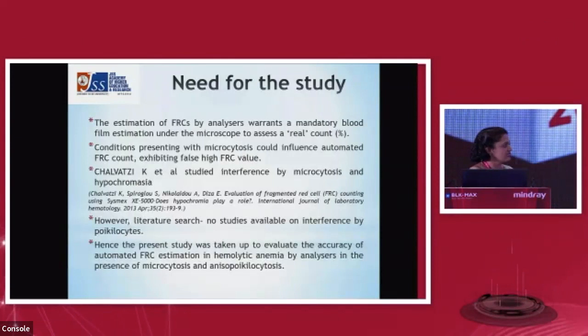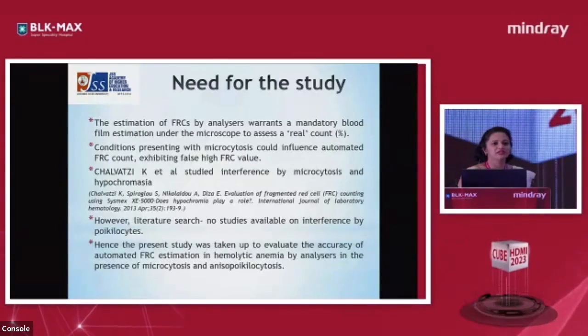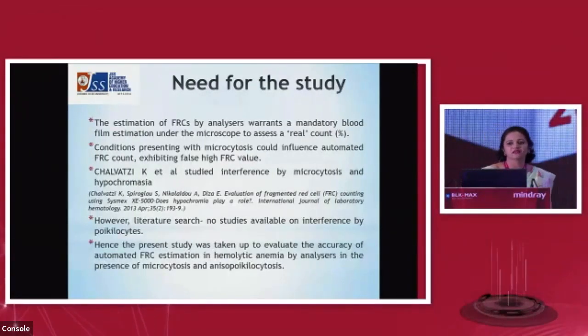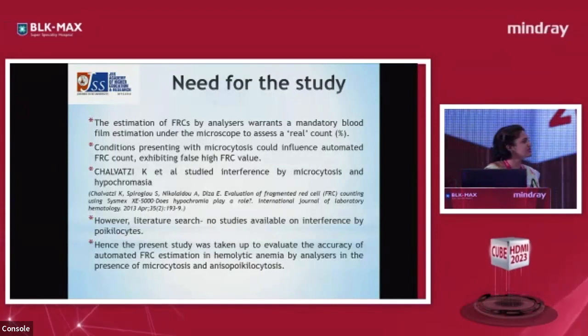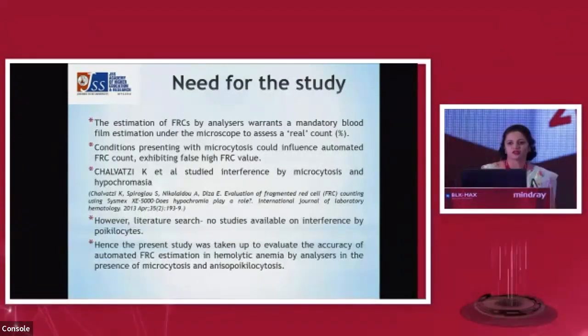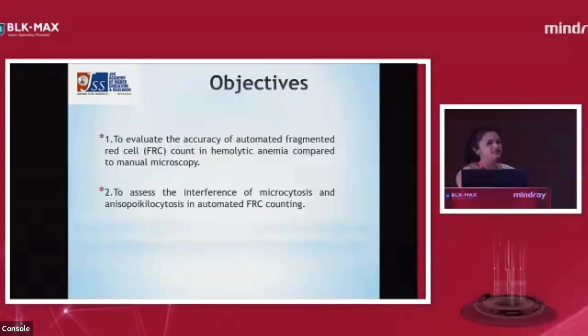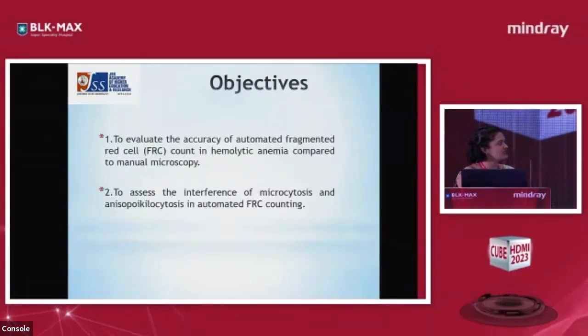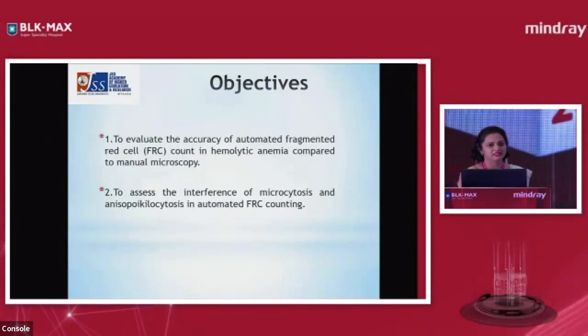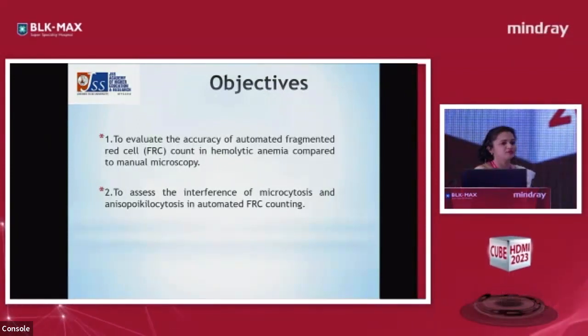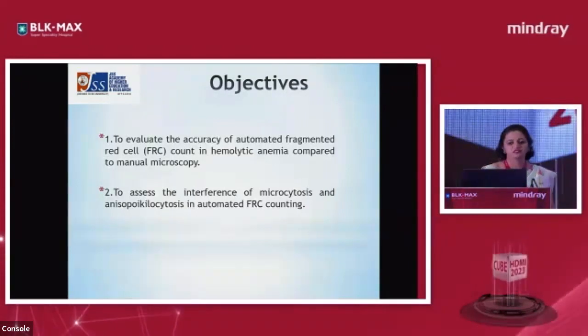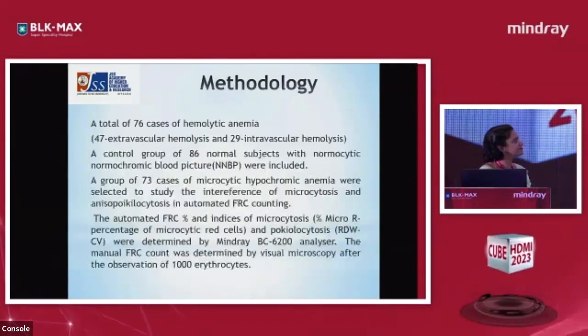So this study was taken up to evaluate the accuracy of automated FRC estimation in hemolytic anemia by the analyzer in the presence of microcytosis and anisopoikilocytosis. The objectives were to evaluate the accuracy of automated FRC counting in hemolytic anemia compared with the manual method, and to assess the interference of microcytosis and anisopoikilocytosis in automated FRC counting.